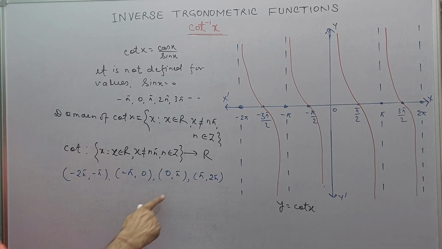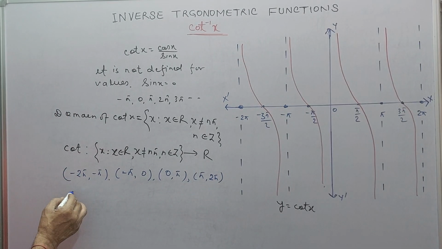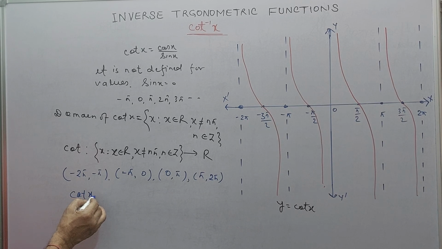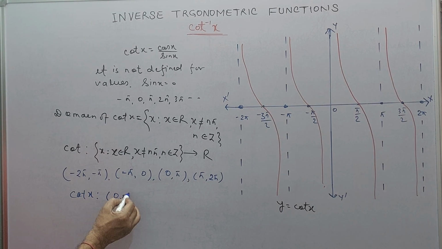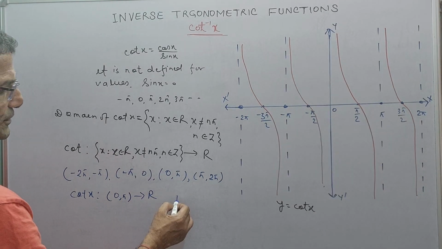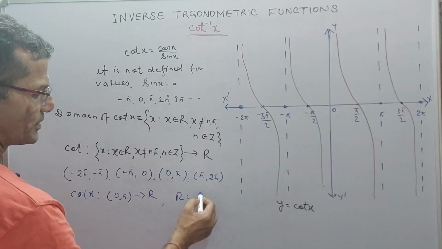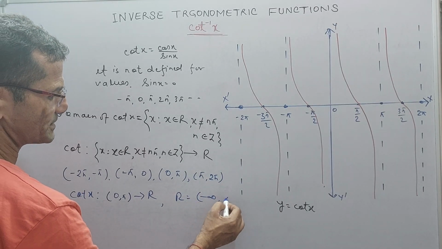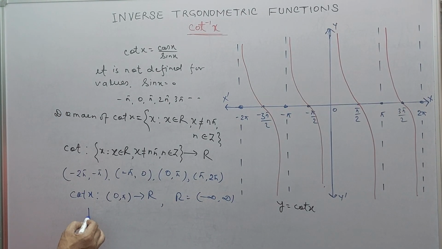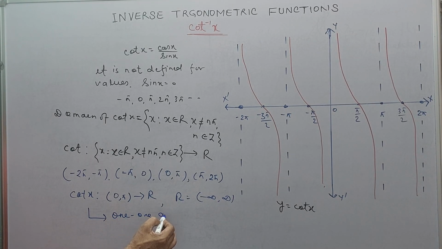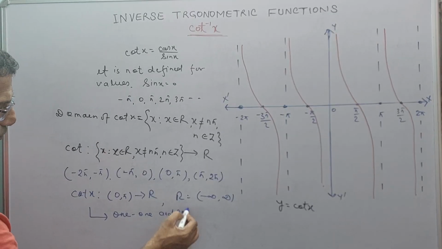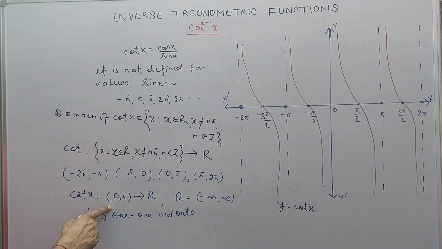Take a particular case, the interval 0 to pi, where cot x is considered. If the domain is 0 to pi, our range becomes the set R, the set of all real numbers from minus infinity to plus infinity. So this function becomes one-one and onto for this corresponding interval.